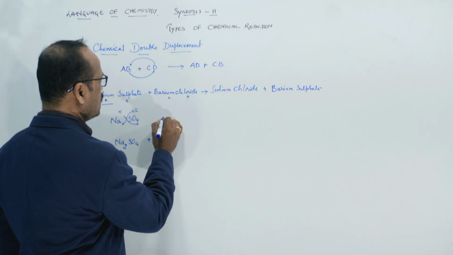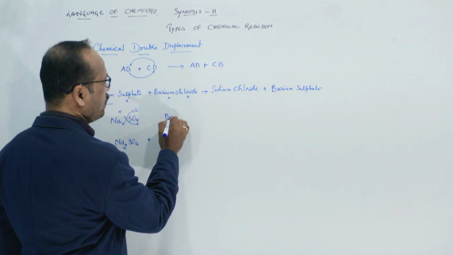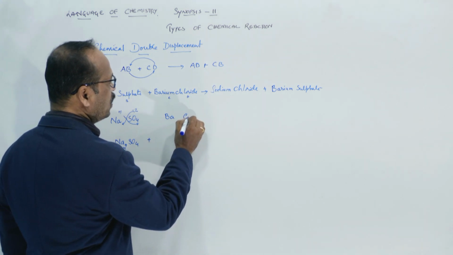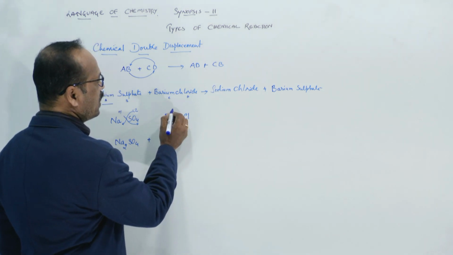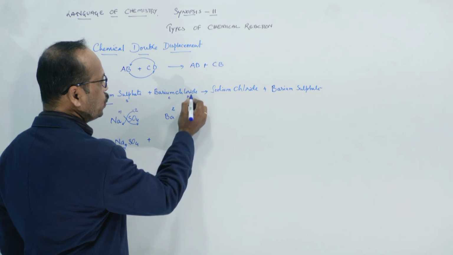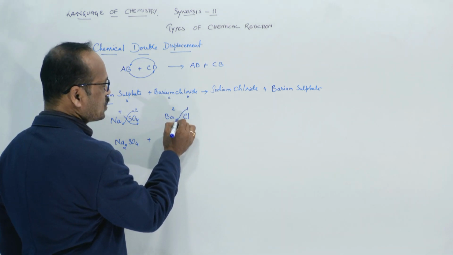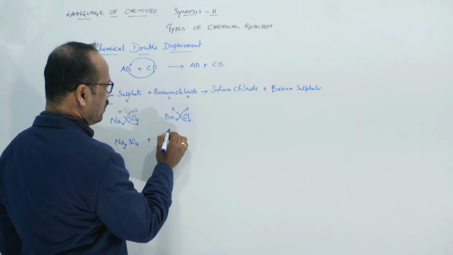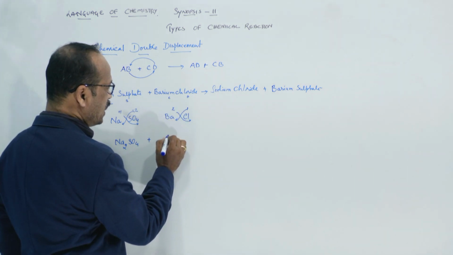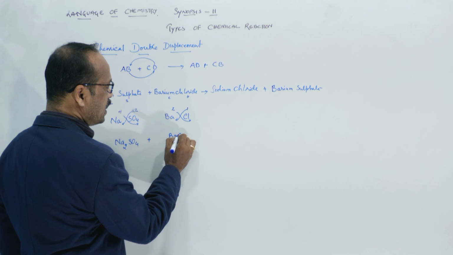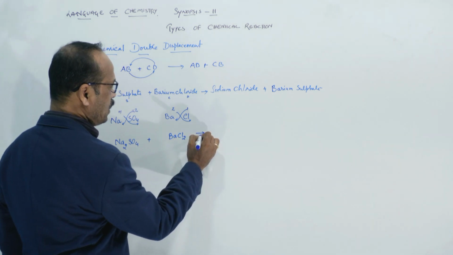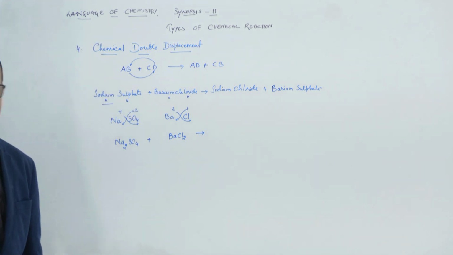So this is barium. Barium is what? Ba. And chloride is what? Chlorine. Right? Barium valency is +2, so I'm writing 2. Chloride valency is -1, so write 1. So I'll crisscross here, right? Then it becomes what? This one comes here, 2 goes there. So this becomes BaCl2, right?